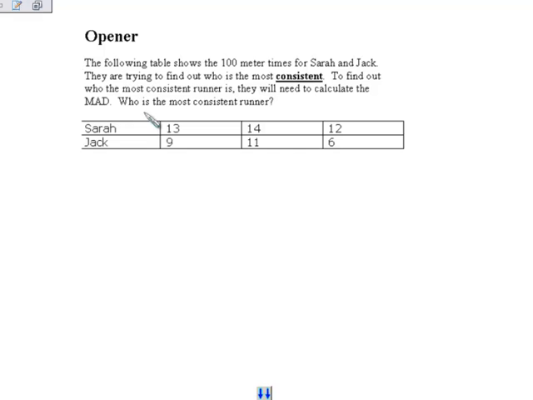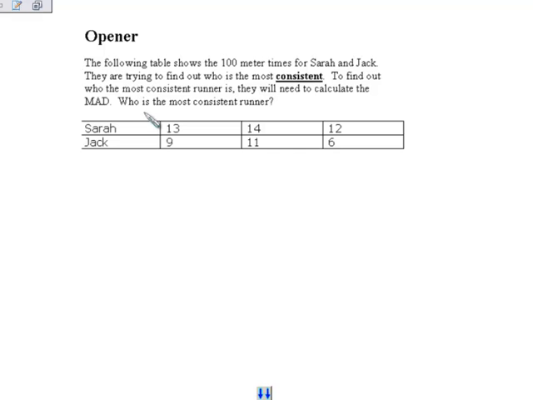So what we're going to do is do this opener together. If you pay attention to this and follow the process chart that's hanging to the right-hand side of where you're standing or sitting, you should be okay with calculating the MAD. So the first thing is to read the question. The following table shows 100-meter times for Sarah and Jack. They are trying to find out who is more consistent. They are not asking who is faster. They are asking who is the most consistent. It's two totally different questions.